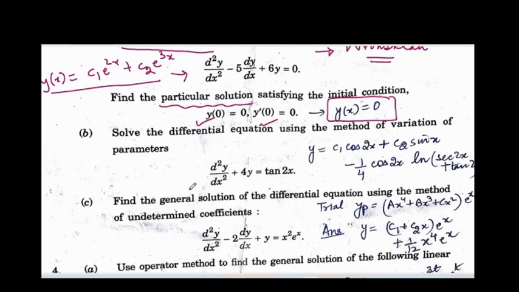Moving on to the second part of third question, it was a question on method of variation of parameters directly from the book. You can see it's the standard tan 2x question, and you will first find yc and then you will obtain your yp through the standard technique that we do in method of variation of parameters.